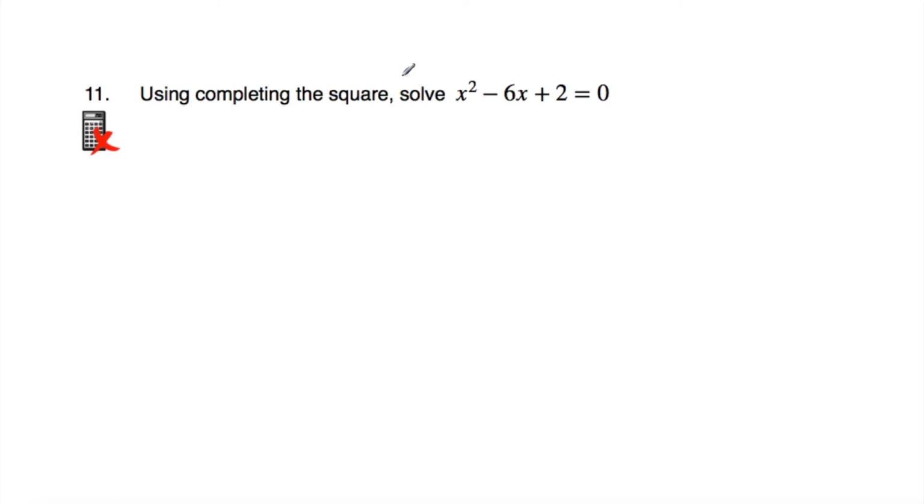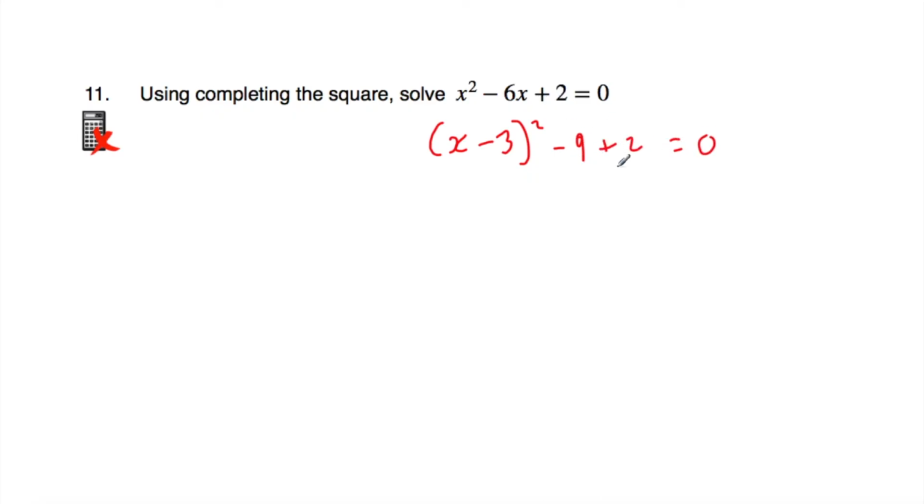So question number 11, we've been asked to solve this quadratic using completing the square. So let's do completing the square on this left-hand side. So that'll be open brackets and then x. And then the coefficient of x is minus 6. So if we half that, it'll be minus 3, close bracket squared. Minus 3 squared is 9, so then it'll be minus 9. And then we've got our plus 2, and that equals 0.